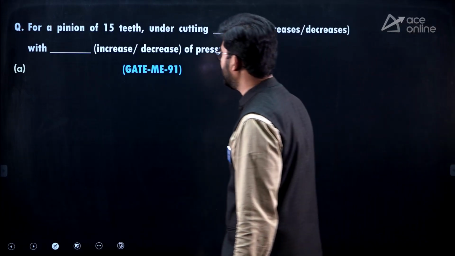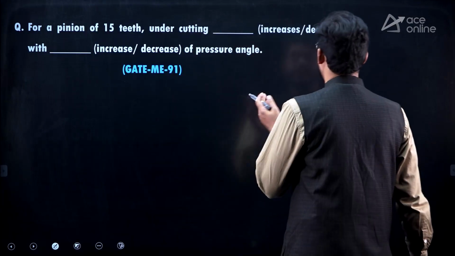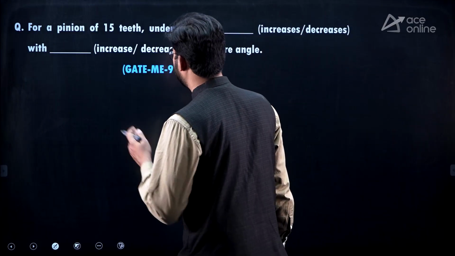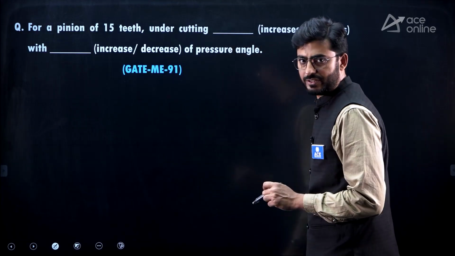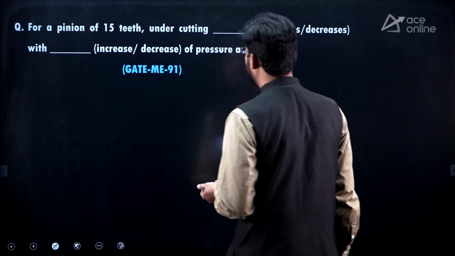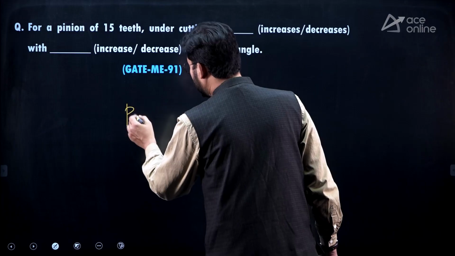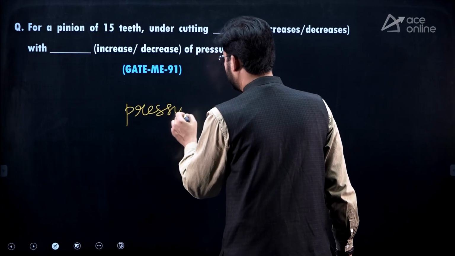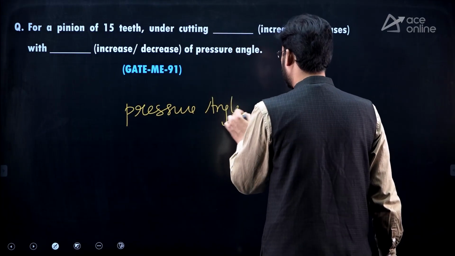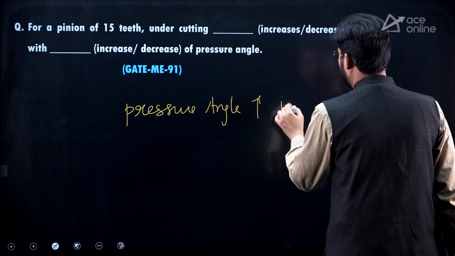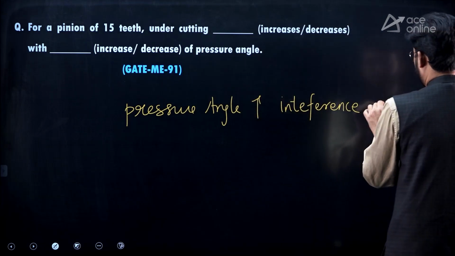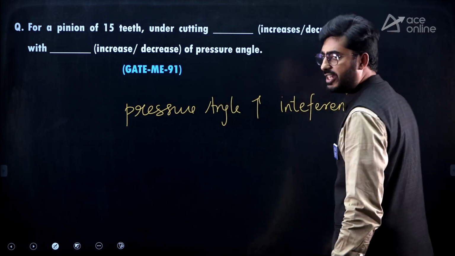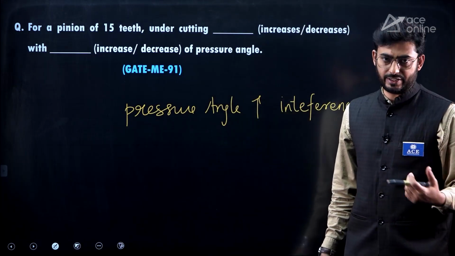Next, for pinion with 15 teeth, undercutting increases or decreases with dash increase or decrease in pressure angle. So pressure angle, if you increase, that is with the increase in pressure angle, the interference decreases. As the pressure angle increases, interference decreases. And undercutting is one of the methods to avoid interference.